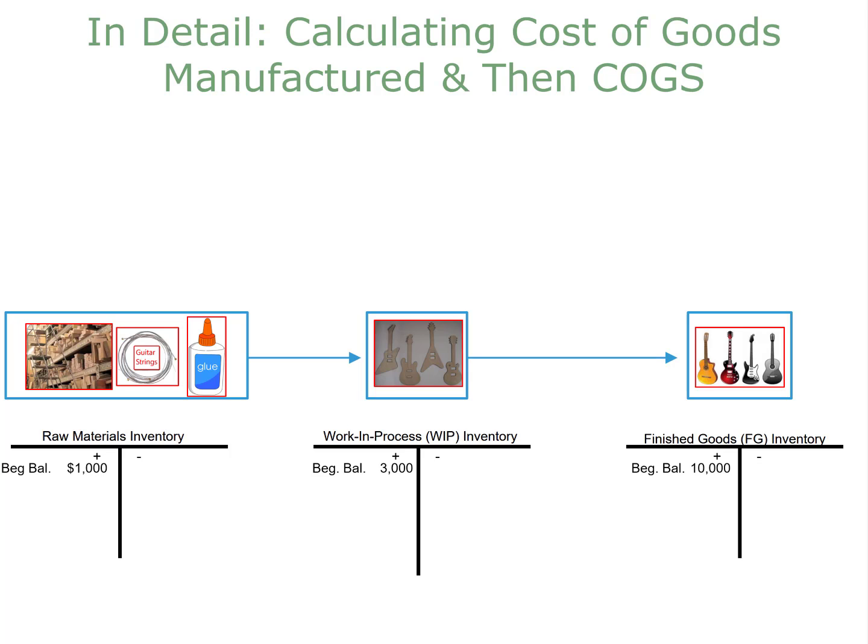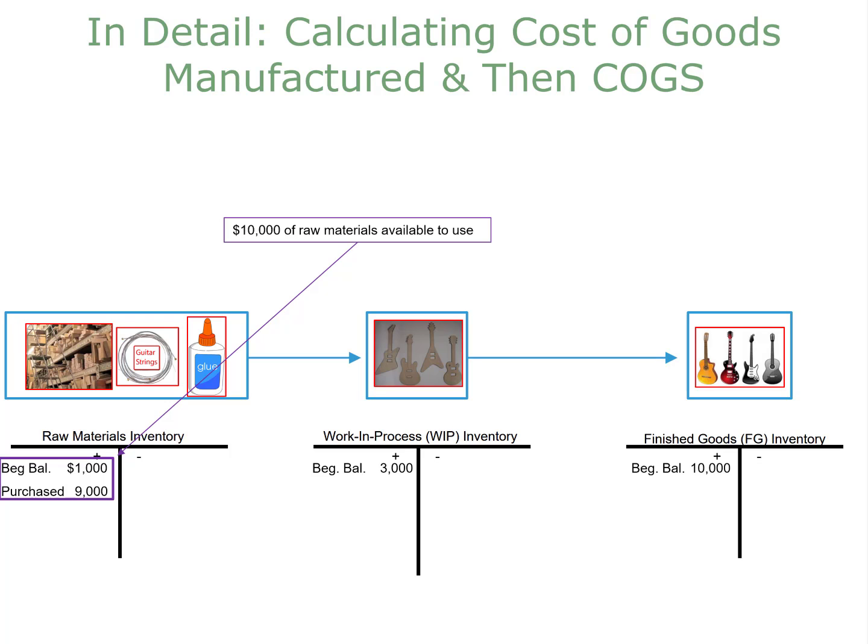So our first task is to figure out how much raw materials we use. To do that, we need to know how many raw materials we purchased. Let's say the guitar shop purchased $9,000 of raw materials. That now gives us $10,000 of raw materials available to use.